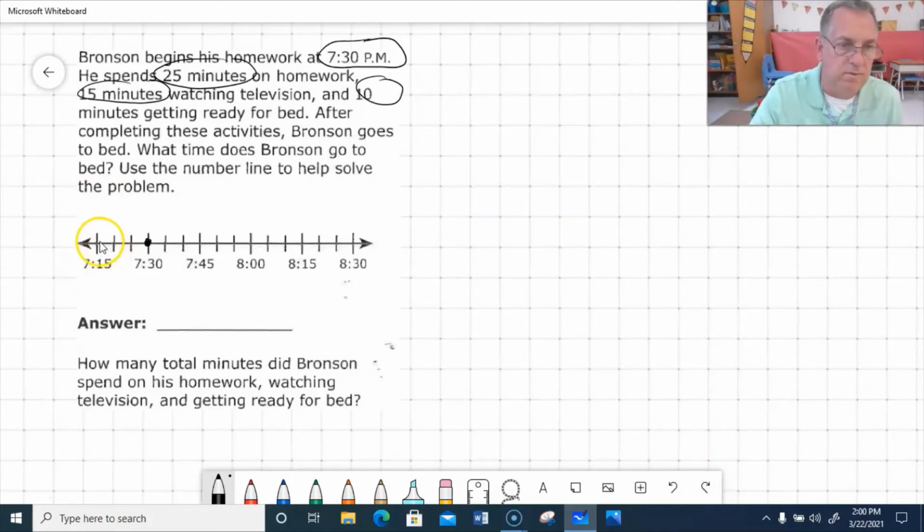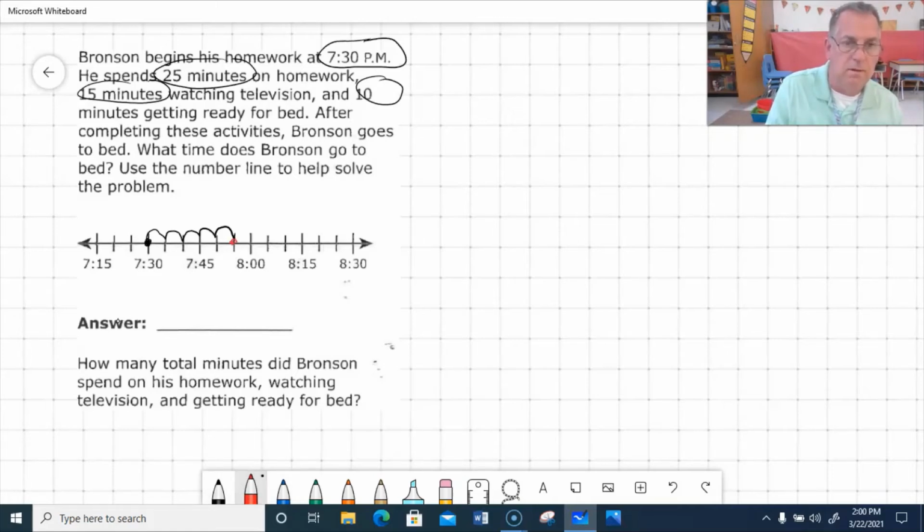So we'll start at 7:15. That's 20, 25, 30, that works. 35, 40, 45, 50, 55, and 60. So yeah, it is counting by 5. So I could go ahead and start counting off how much time he spent on his homework. So we'll do that first. I'll start at the time he started his homework, and that would be 5, 10, 15, 20, 25. So he finished his homework right there.